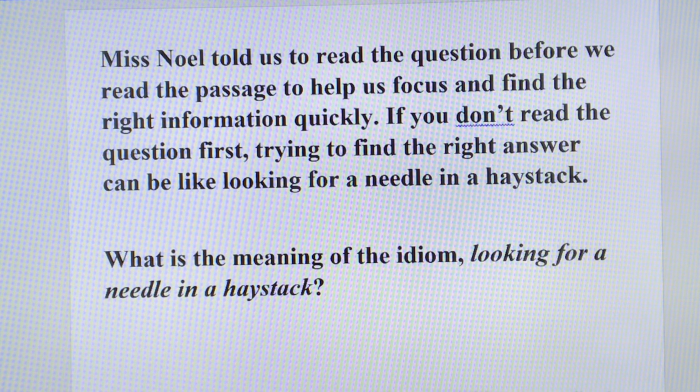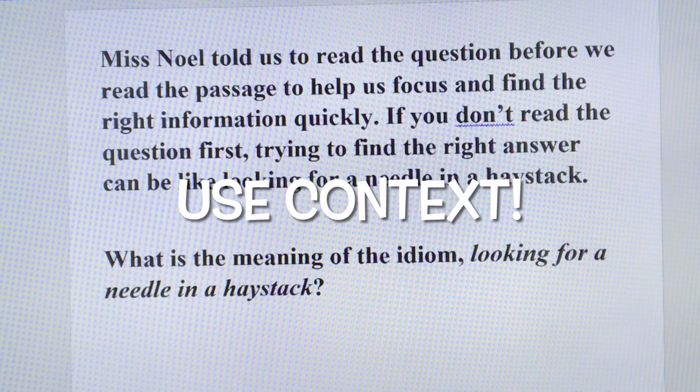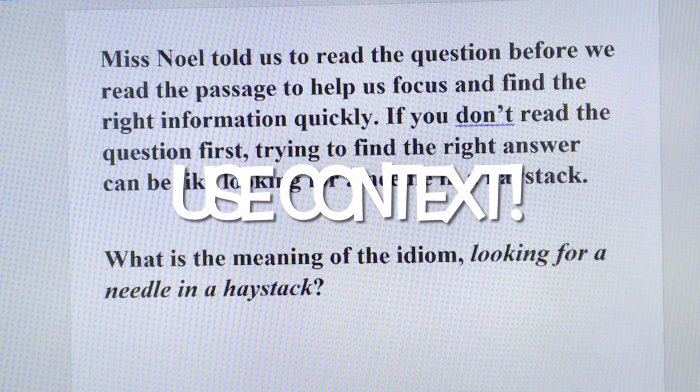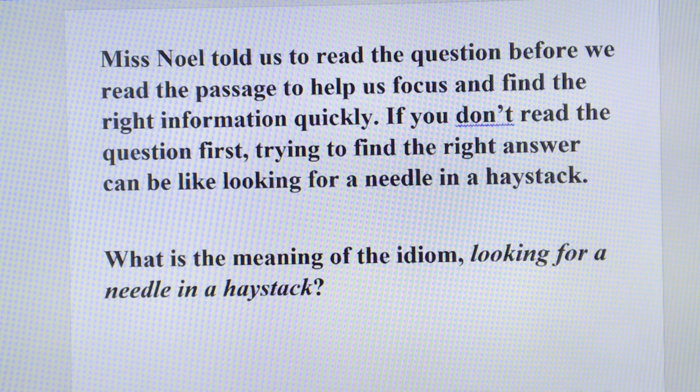My second strategy is to use context to help you understand what's happening. When I said a needle in a haystack, that's an example of an idiom. An idiom is a phrase that is not meant literally. It has a figurative meaning, and it's specific to the language in which it's used, in this case, English.